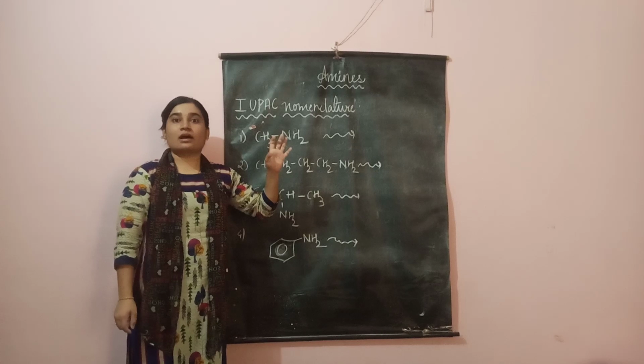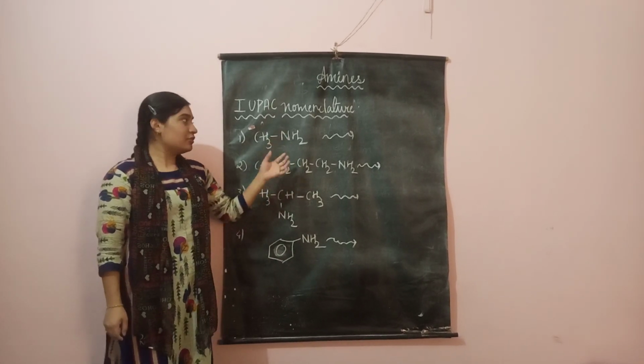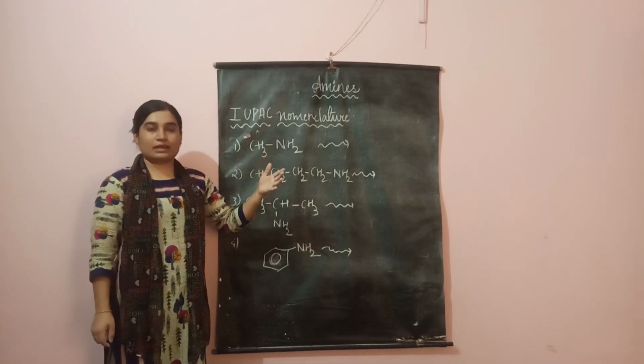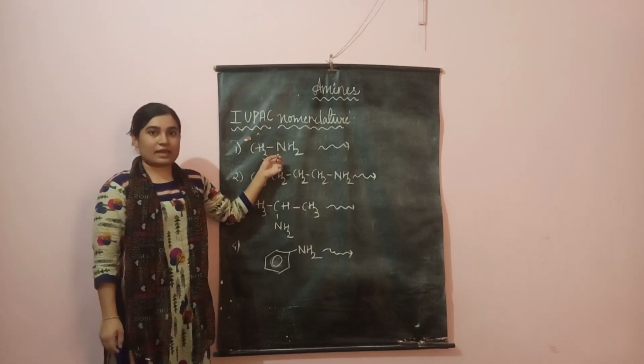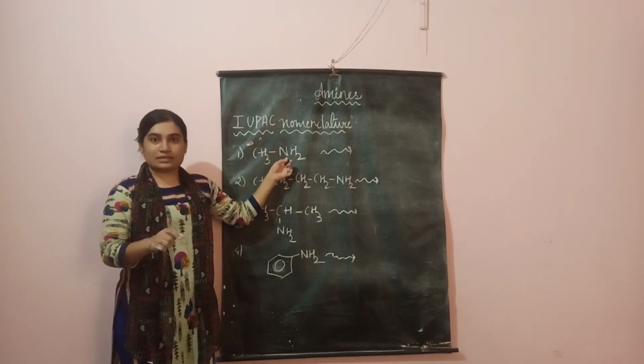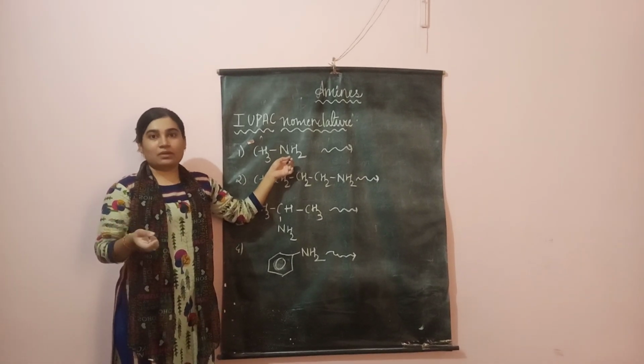Whenever you are naming through the IUPAC system, you will have to remember, see whether the functional group is occurring one time or two times or many times. See, in the first example given, only one time NH2 is present. So the E should be erased. I have to erase E.